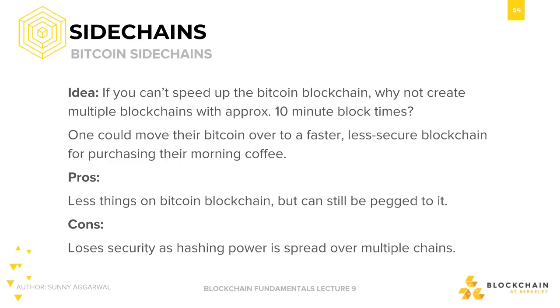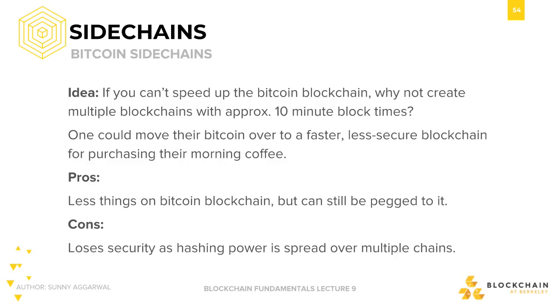The cons is that because you have sidechains that are distributed, the miners on the network have to distribute themselves between different sidechains and the main chain. You lose security in the main chain because your hashing power has to be spread amongst all the sidechains.